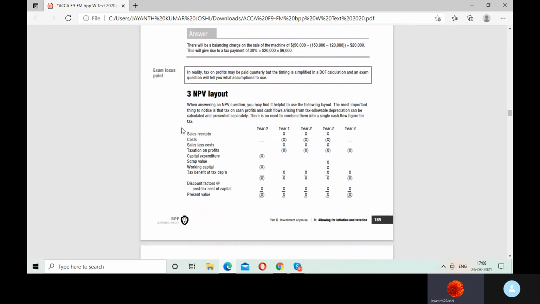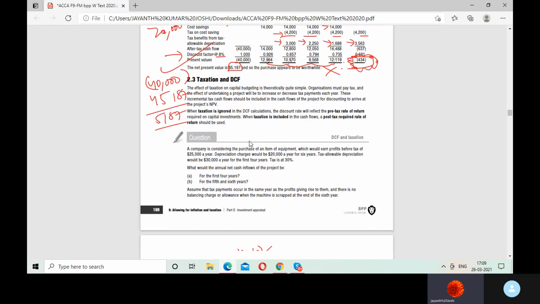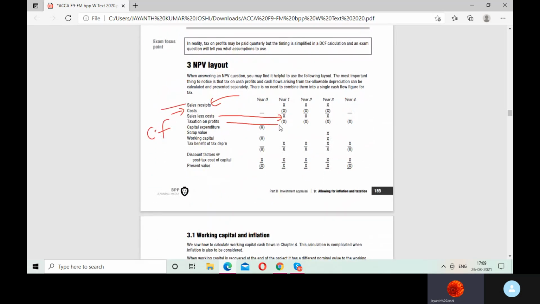This is your NPV layout. From sales receipts or revenue, whatever you generate, you remove all the cost. See, this can also be a format. Why are we doing this? We want cash flows. So from sales receipts, if you remove costs, you get sales less costs, correct? Yes, sir. So now tax. Again, taxation on profits. Suppose there are some profits or savings you have, like we saw here, 14,000. So on that you need to pay taxes. They will give some data regarding that. So there is an outflow.